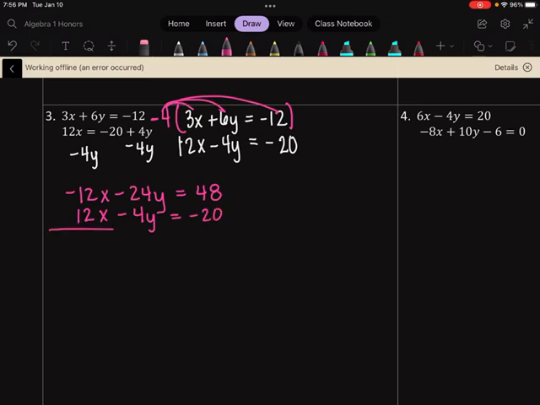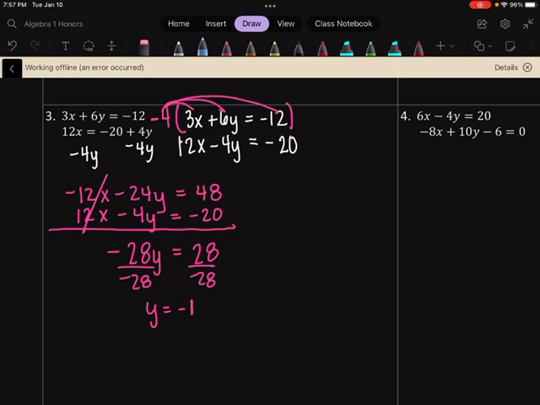And then we can go ahead and eliminate. These x's are going to cancel. This becomes negative 28y is equal to, I believe that's 28. And then we divide out that negative 28. y is equal to negative 1. Now I won't mess up here when I plug it back in.